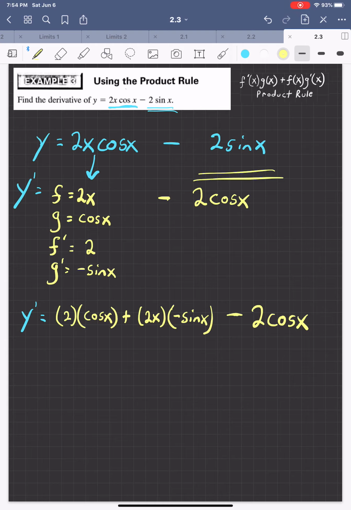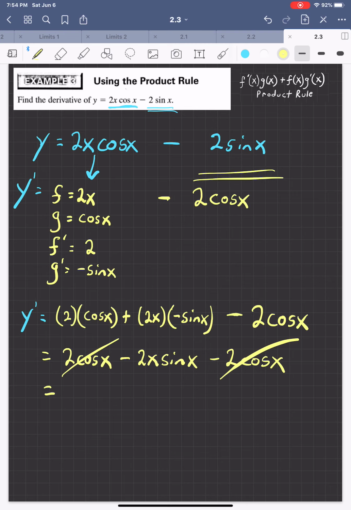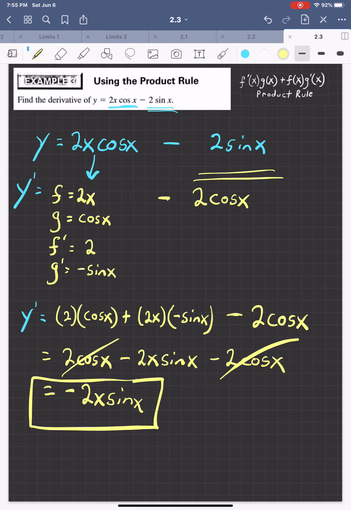Okay, so let's clean everything up. I got 2 cosine of x. That negative symbol in front of the sine can come out front, so that's minus 2x sine of x. And that's minus 2 cosine of x. So hopefully you spot I have 2 cosine of x's, and I take away 2 cosine of x's, so I have none of them. Now I have minus 2x sine of x. All right, and so that is your derivative.